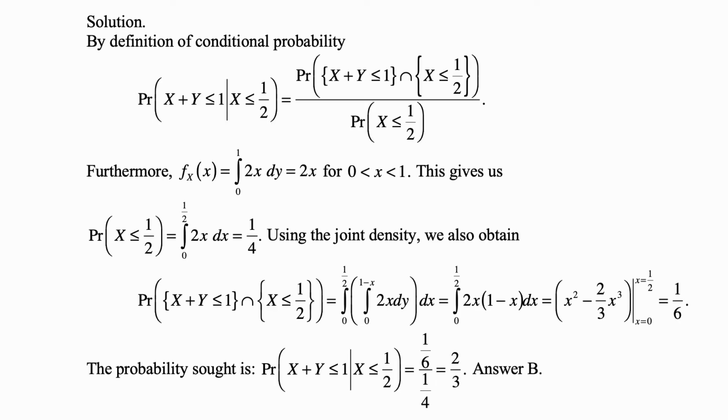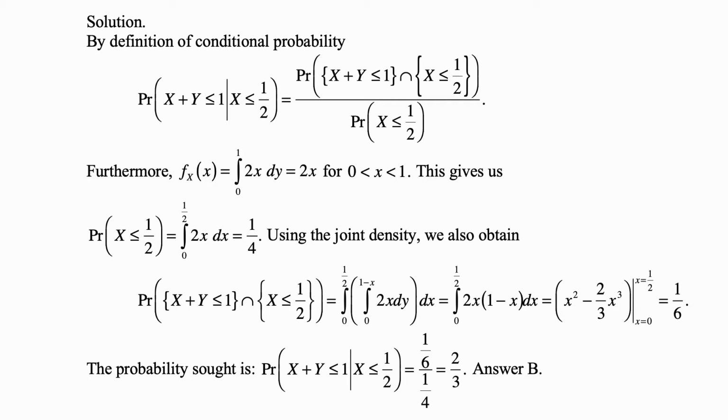And here's the solution. By definition of conditional probability, the probability that x plus y is less than or equal to 1, given that x is less than or equal to 1/2, is the probability of the intersection of two events, so the probability that x plus y is less than or equal to 1 and x is less than or equal to 1/2, divided by probability that x is less than or equal to 1/2.